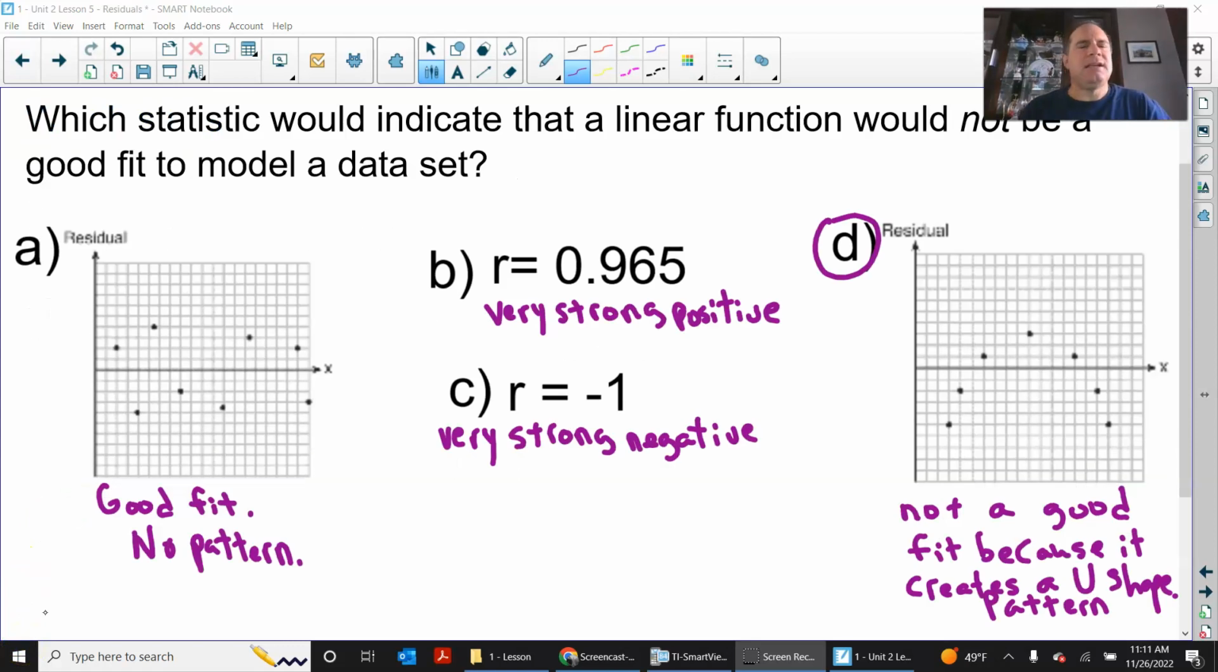Hopefully you picked D as your answer. It is not a good fit because it creates that U-shaped pattern, and we went over that during our lesson. The residual plot in A is a good fit: there's no pattern, an equal amount of points up and down. B and C show a very strong positive correlation with a correlation coefficient of 0.965, and a very strong negative correlation with negative 0.1. So A, B, and C would be good fits, and D would not.